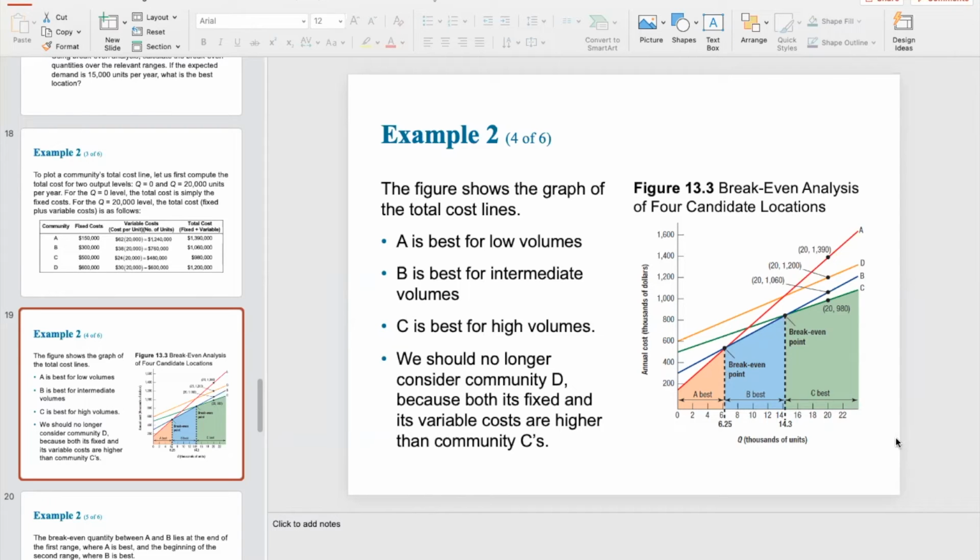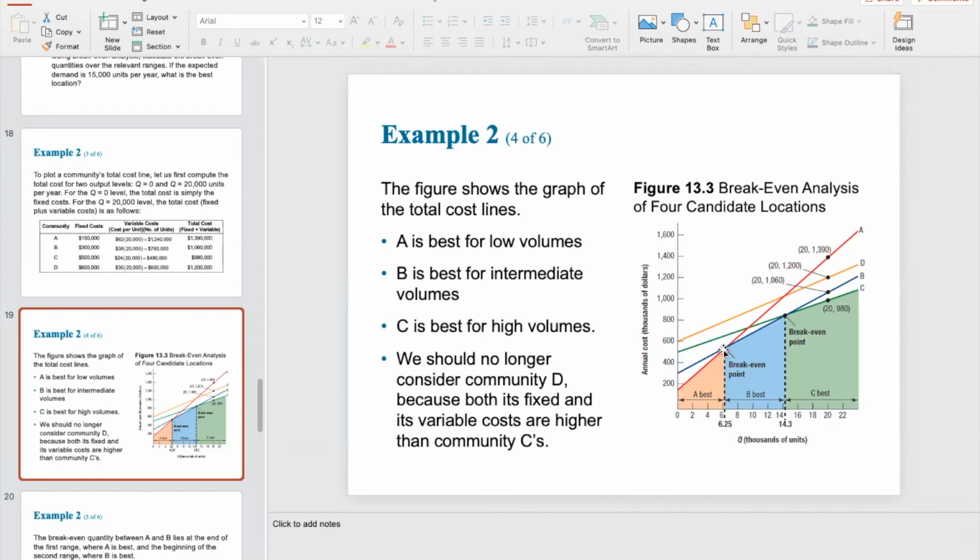All right, we want to basically answer, in a certain Q range, what would be the most appropriate community for us to build up our factory. Here you see that if you look at the Q range between 0 and 6.25, basically 6,250, if you look vertically, the red line is actually at the bottom.